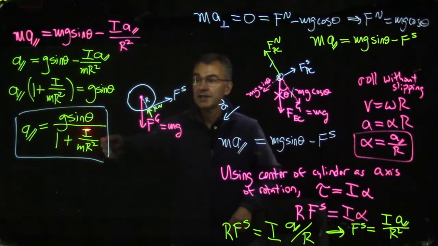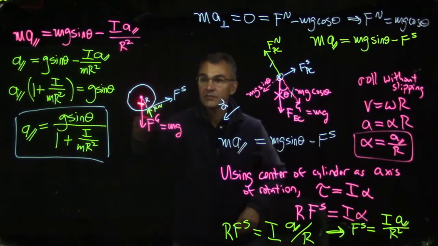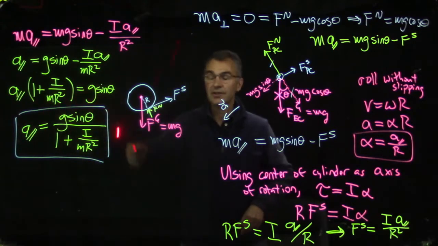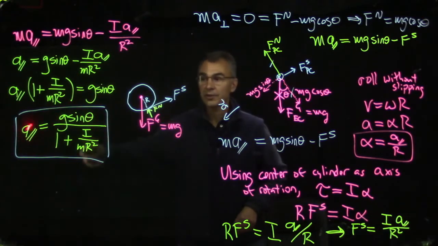Or if we have I equals 1/2 m r squared, then this is 1 plus 1/2. So that's 3/2, which would be like a factor of 2/3. So if we had a solid disk, then we would have 2/3 g sine theta for the acceleration. So this is a more direct argument showing you that the downhill acceleration is smaller for the object that has the larger rotational inertia for a given mass and a given radius.